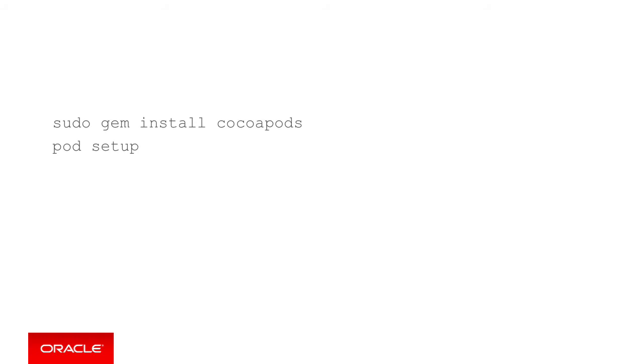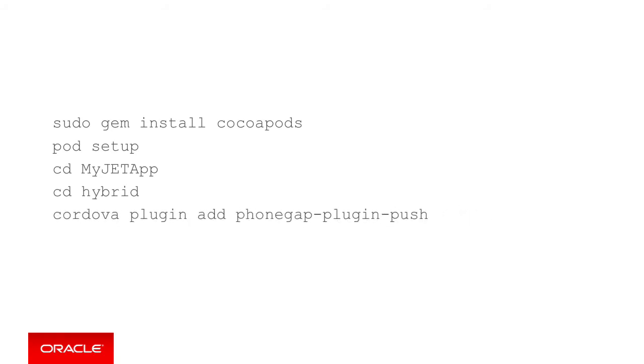When that completes, we're now in a position to add the PhoneGap Plugin Push plugin to our Jet application. To do this, we ensure we're in the MyJetApp directory, CDing into it if need be, and then we CD to the hybrid directory. Then we issue the Cordova command, cordova plugin add phonegap-plugin-push. And this will download the plugin and add the necessary libraries to support push notifications in our Jet hybrid mobile application. While we're here, we also want to install the device Cordova plugin, which we'll use later in this video, by typing cordova plugin add cordova-plugin-device.